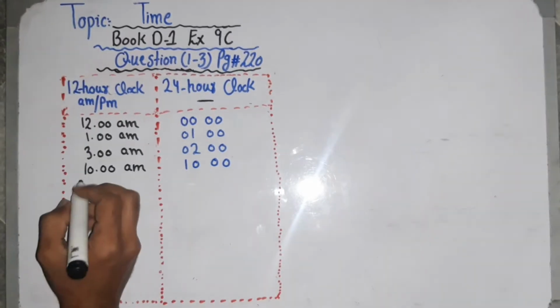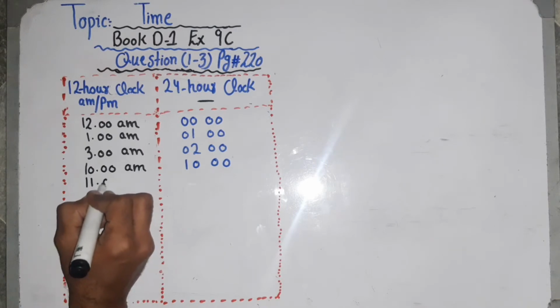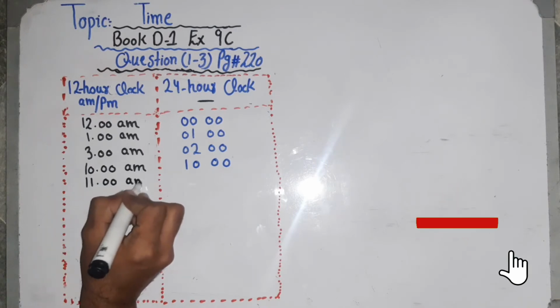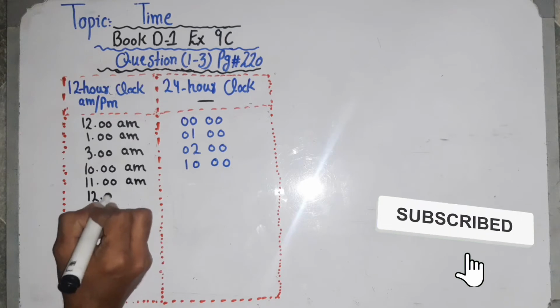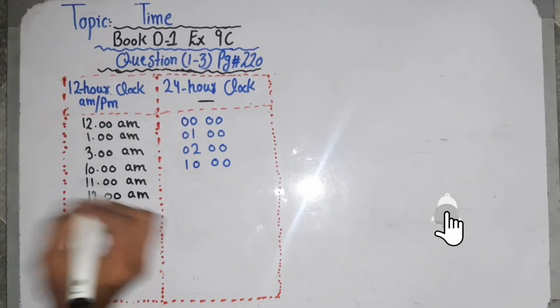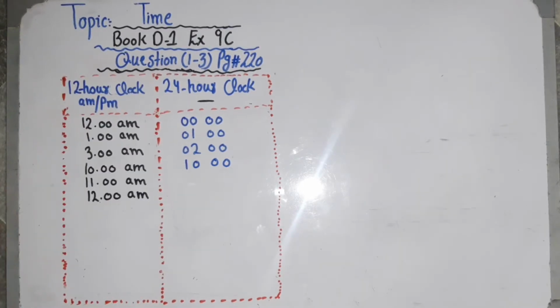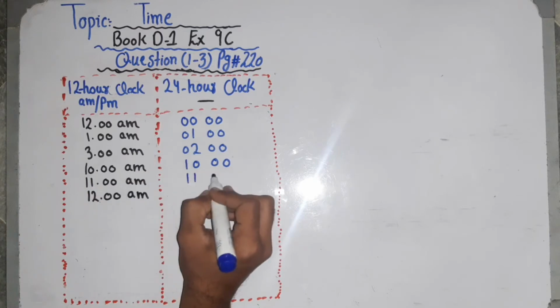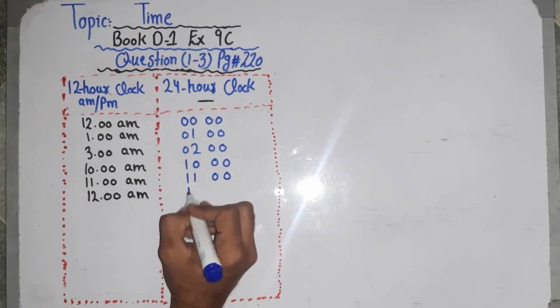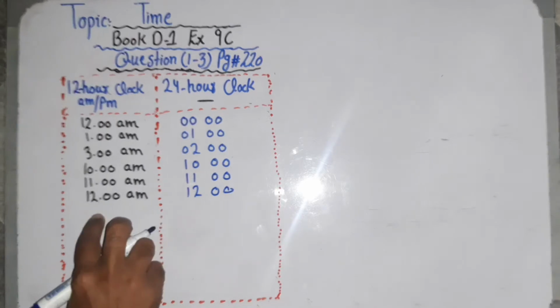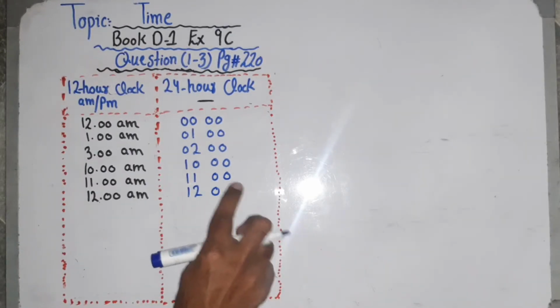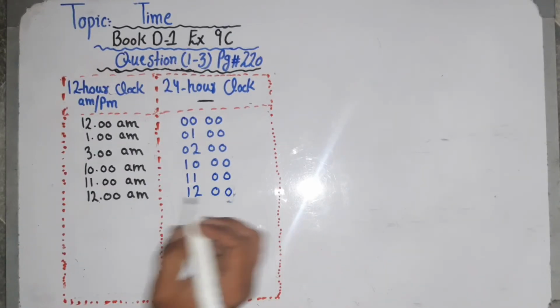So if the time is 11 AM, let's suppose 12 PM, the time on this clock will remain the same, 11:00, 12:00. This is the point where the time on both clocks is the same.